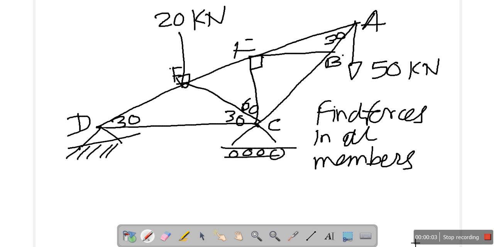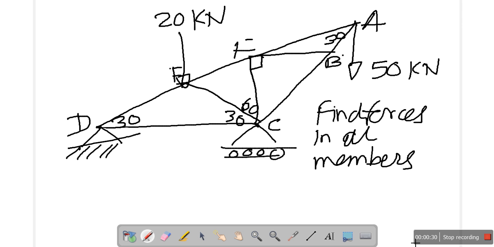Hello friends, today we are going to discuss another problem on truss. You can see the diagram in front of you and the loading is as shown in the figure. We are supposed to find the forces in all members. We will solve this problem in a big way. We will use method of joints as well as method of sections while solving this problem.